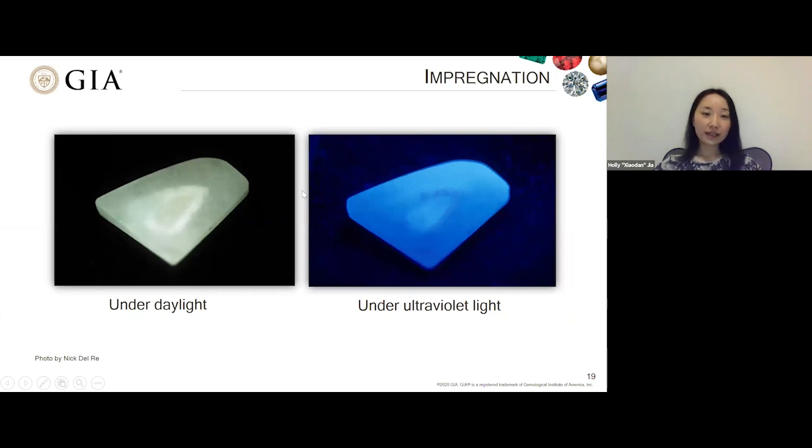So UV fluorescence could sometimes provide evidence of the treatment. Natural jadeite is usually inert under UV light, which means it doesn't have any fluorescence, whereas the polymer may sometimes produce strong blue or yellow-orange, yellow-green fluorescence. However, nowadays more and more B jade doesn't have any UV reaction. So the absence of UV fluorescence does not necessarily prove a stone is natural.